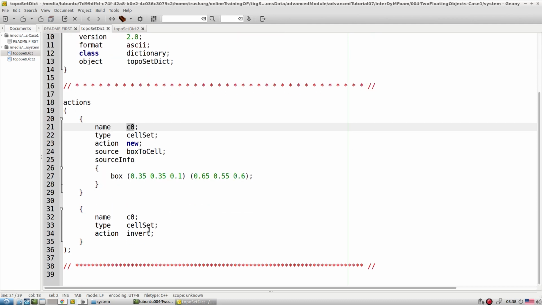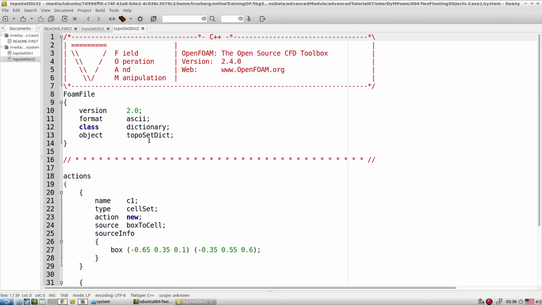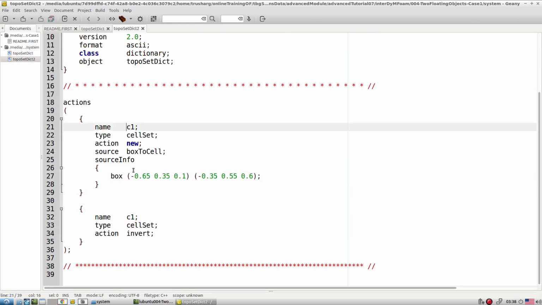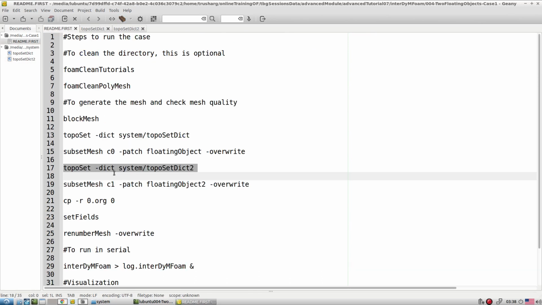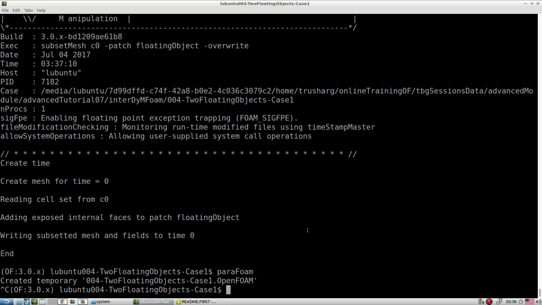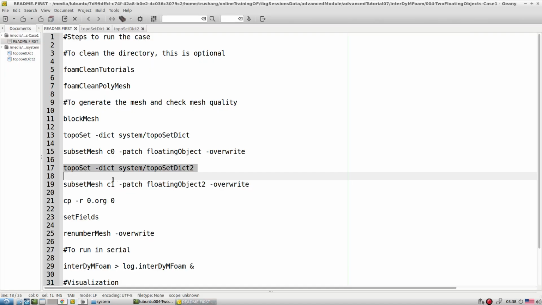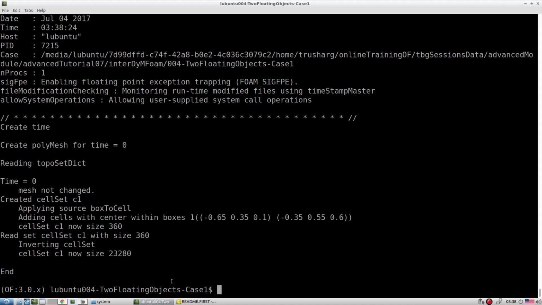Then we say invert it, which means we remove the cells available within that particular box. This is for topoSet 1 and topoSet 2. With the help of that we construct cell zones 1 and 2 and invert them, so we remove those cell zones. That is the idea. Now let's look at the topoSet for the second part. We constructed it, and whatever exposed faces we have, we look at in terms of floating object 2.